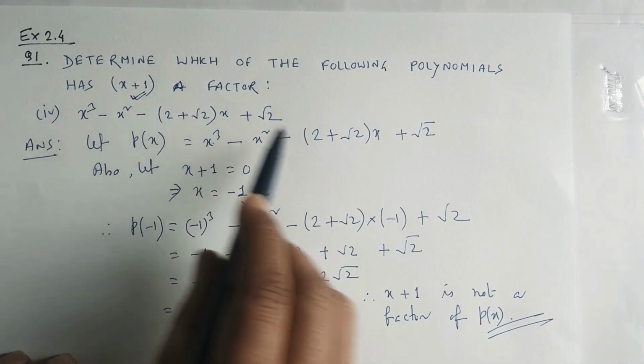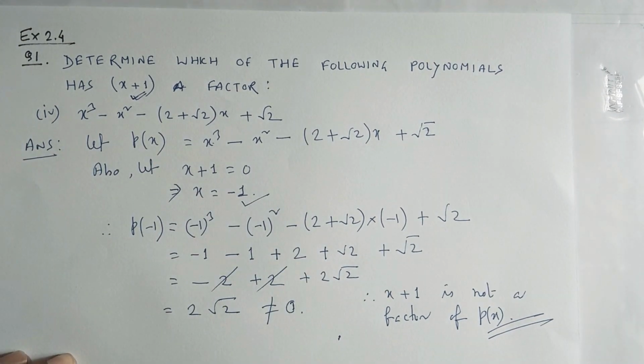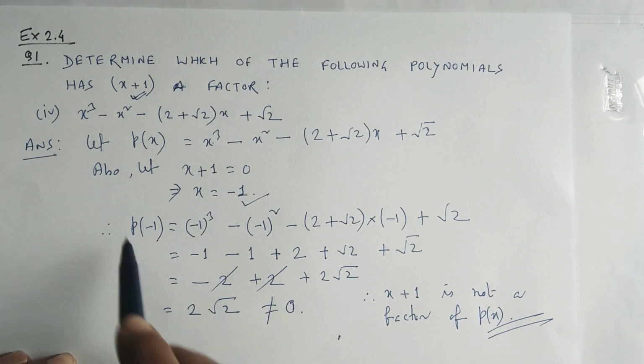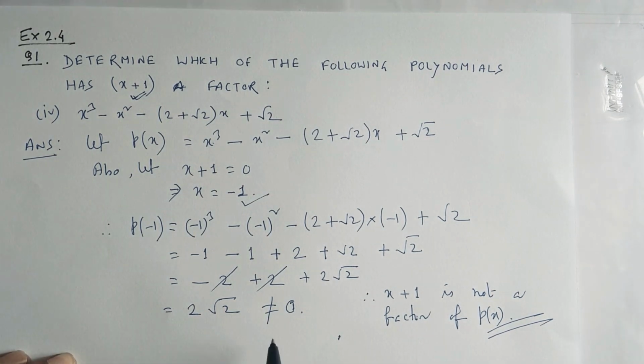Now while trying the other questions, you will simply follow this procedure, and as soon as you get 0 for p of minus 1, or p of a, whatever it is, you will write this is a factor.